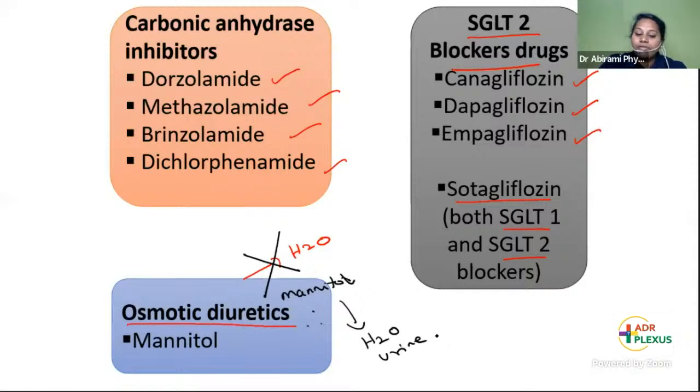And what is the use of SGLT2 blockers? What if you block SGLT2? Yes, you are blocking glucose reabsorption. So it can be used in the treatment of diabetes mellitus. Drugs for the treatment, yes, very good. In the treatment of diabetes mellitus.